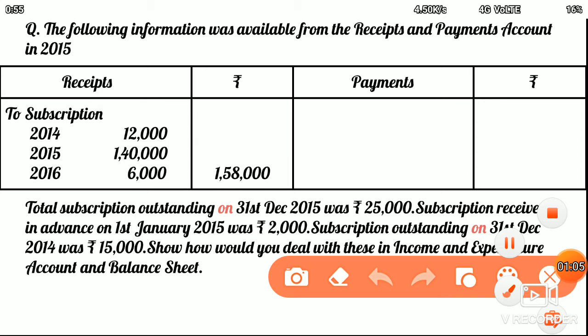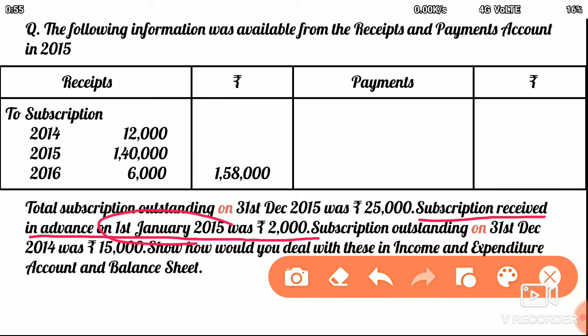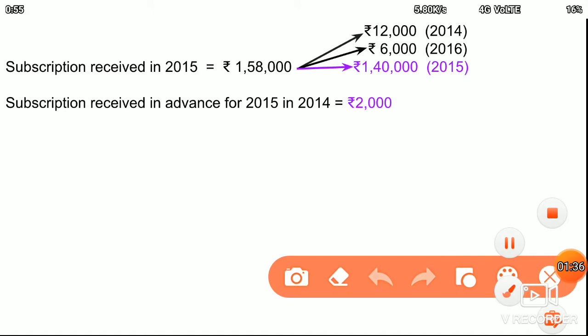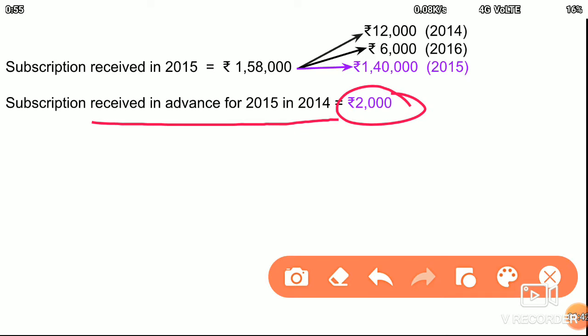The additional information shows that subscription received in advance on 1st January 2015 was 2,000 rupees. So this is an advance which was received in the previous year for the current year, because the opening date which is given here is of the current year. So the opening actually comes from the closing of the previous year. So the previous year is 2014. So this amount of 2,000 rupees is received in the previous year for the current year. So subscription received in advance for 2015 in 2014 is 2,000 rupees.